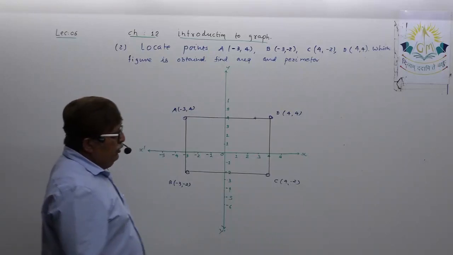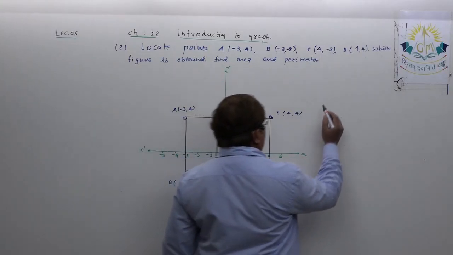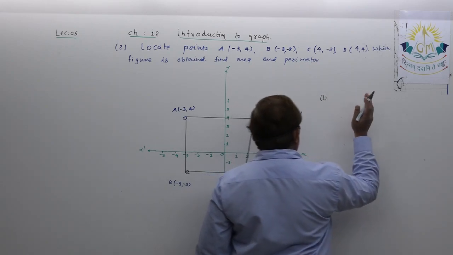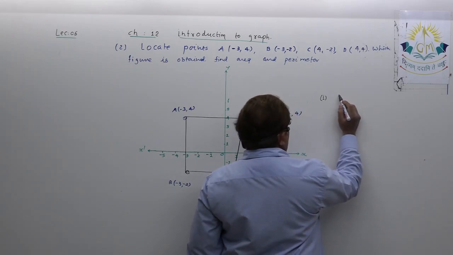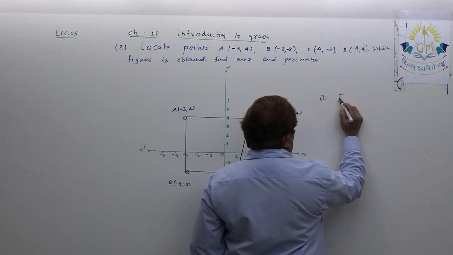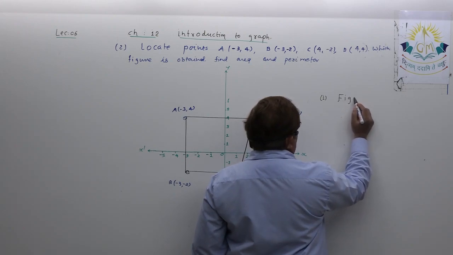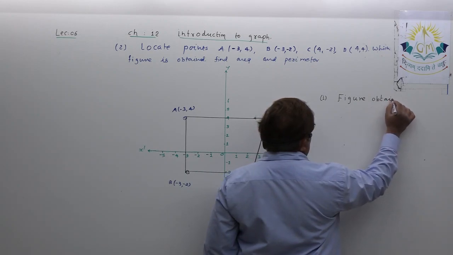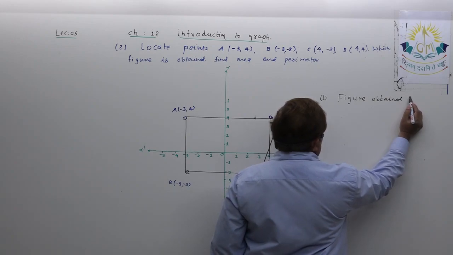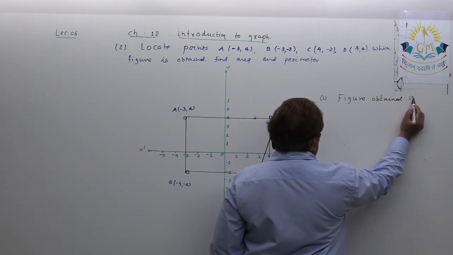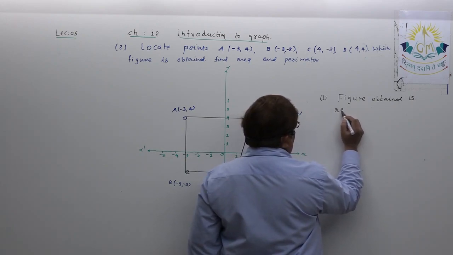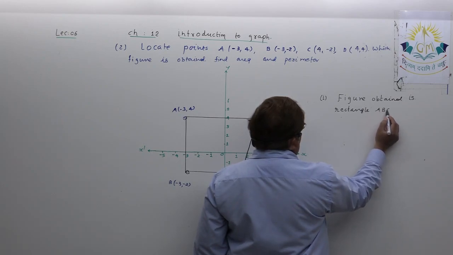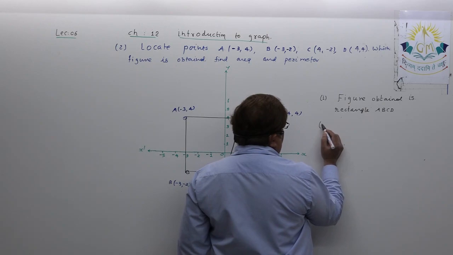Okay. So, how can you write this way? First answer, dear student. This you do not have to write on graph paper or on other paper. Okay. See, first answer I am writing. You also start writing the answer with me. Figure obtained is rectangle ABCD. Okay. The first one is over.